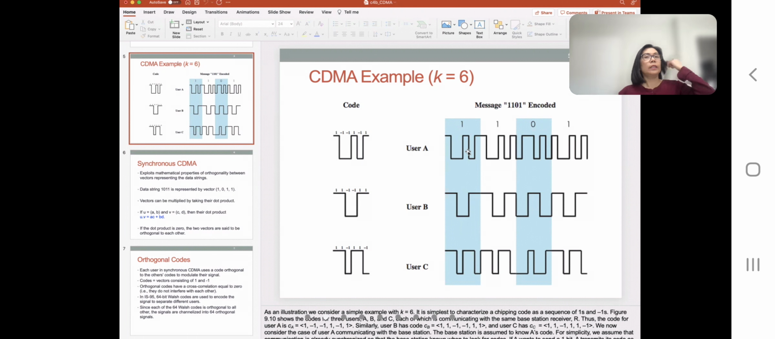The receiver, the same receiver, will be able to separate the signals from each other. The receiver will want to separate the signals from each other and recover the original message from user A, from user B, and from user C. So that's the main idea of CDMA.